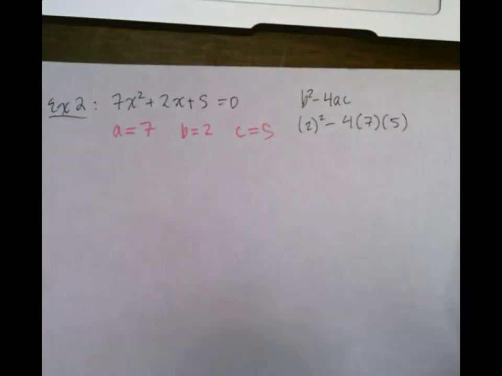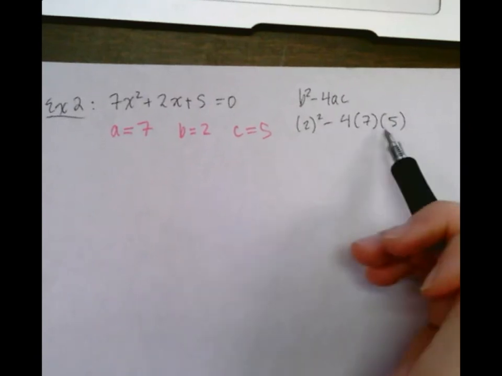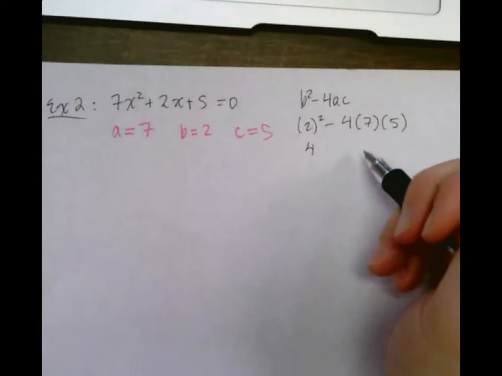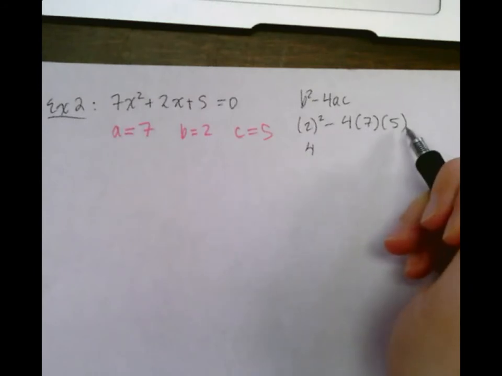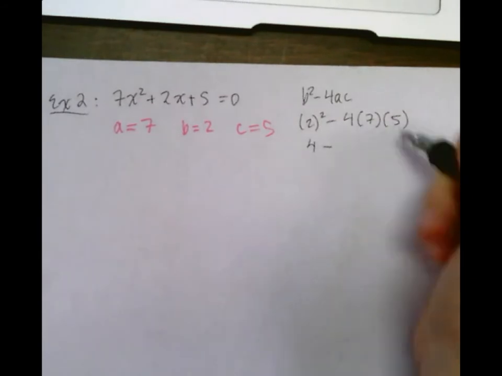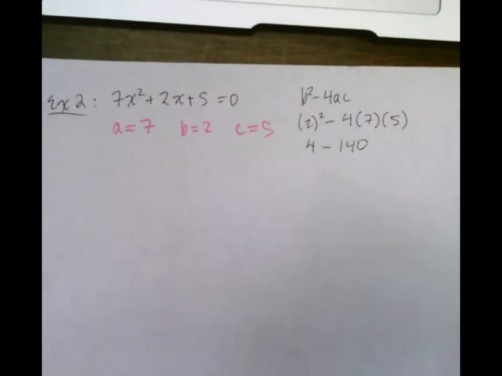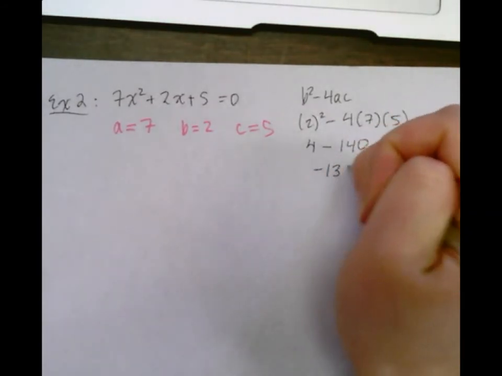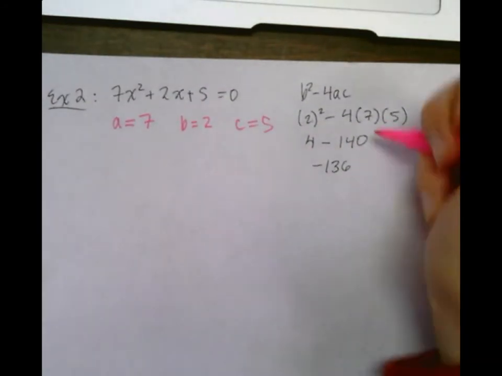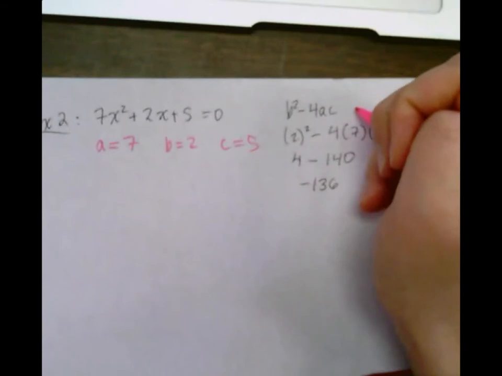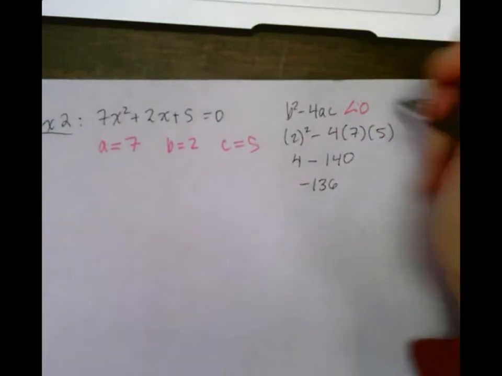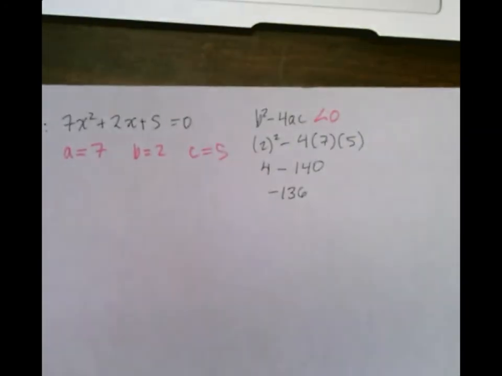Now, I can already tell that this is going to be something negative because 2 squared is 4, and 4 times 7 times 5 is definitely bigger than 4. It's going to be 28 times 5, which is 140. So I get negative 136, which is less than 0. So b squared minus 4ac is less than 0. My conclusion is that there must be no solutions.